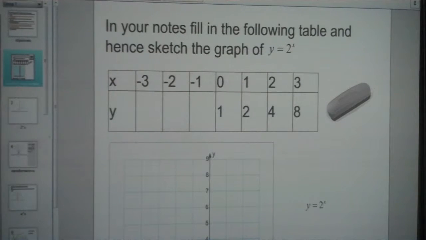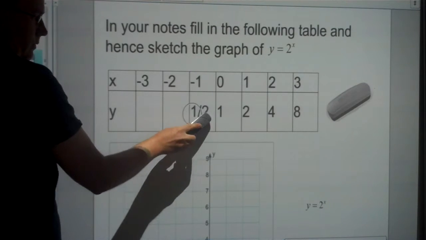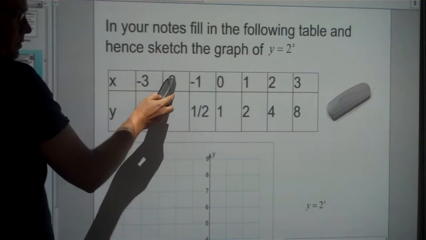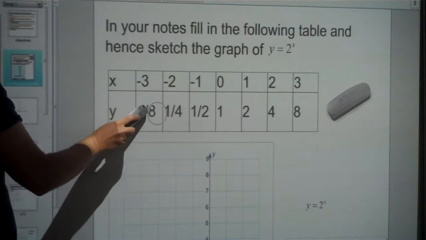2 to the power of negative 1, now the negative exponent, remember, means it's going to turn it into a fraction, so 2 to the power of 1 was 2, so this is going to become 1 over 2, and 2 squared was 4, so negative 2 will be 1 over 4, and so on.